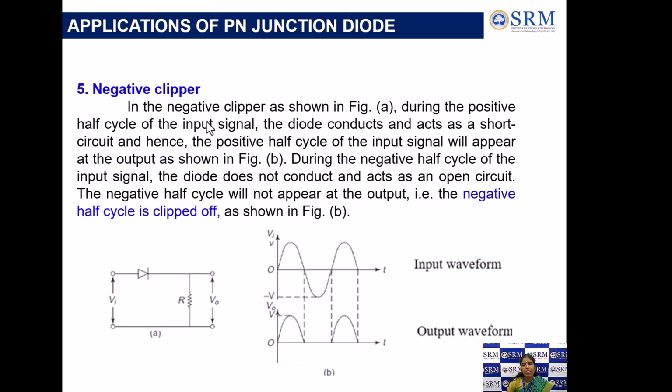Next, coming to the negative clipper, we have to connect a diode in such a way that the input is given to the positive terminal of the diode, that is the anode part. So if you give the signal to the anode part of the diode, it conducts only the positive part, but the negative portion is getting clipped off.